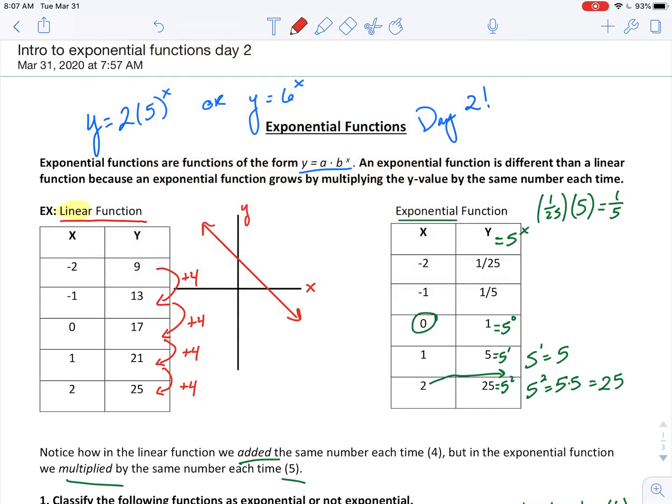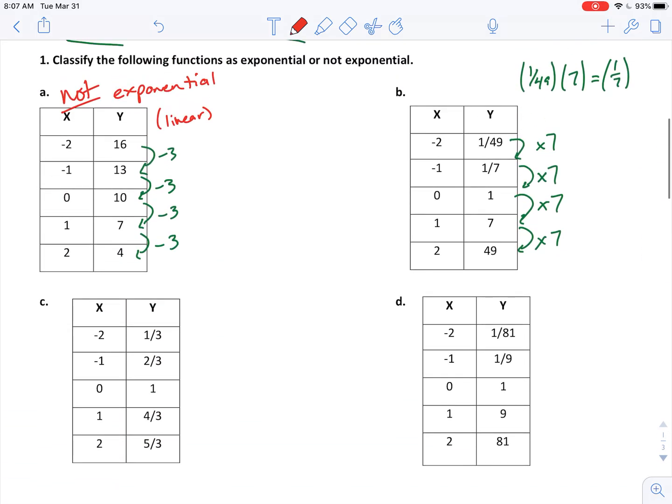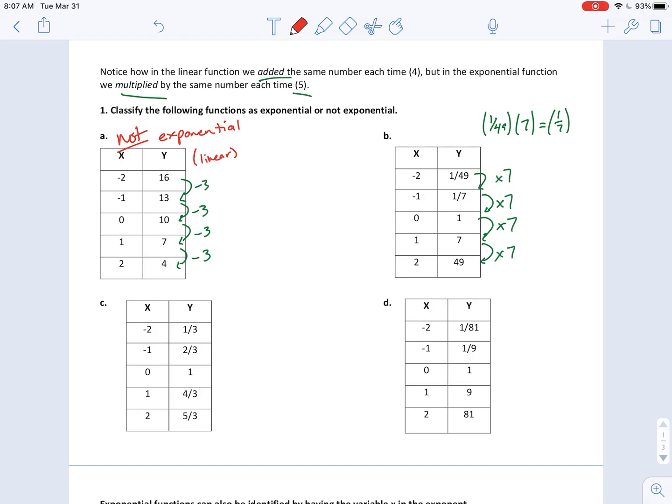You could always use your calculator back here, and you could type in 1/25 times 5. See if you get 1/5. You could type in 1/5 times 5 and see if you get 1. Make use of these resources, definitely. Why don't you try the last two here, and then we'll talk about graphs. So pause the video, try these last two, and then unpause it.